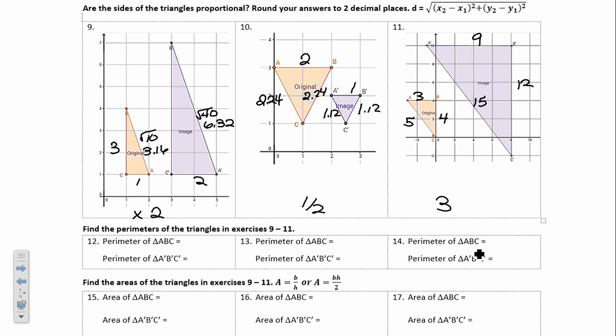Okay? What happened with perimeters then was we ended up with a perimeter of 7.16 and 14.32 here. Is this twice as big as this? Yes. Perimeter of 6.48 and a perimeter of 3.24. Is this half as big as that? Yes. Needed to do it to 2 decimal places.